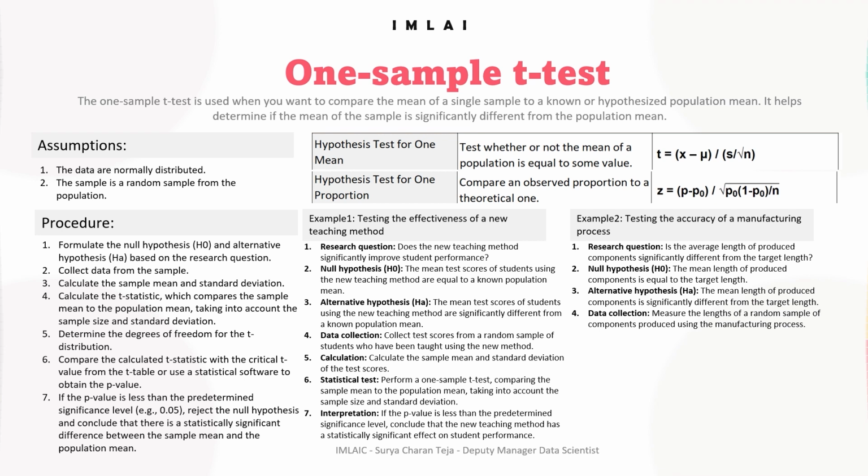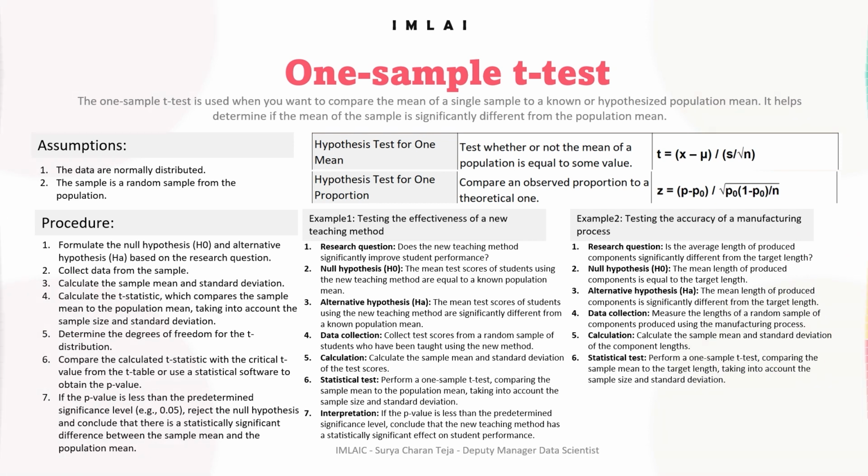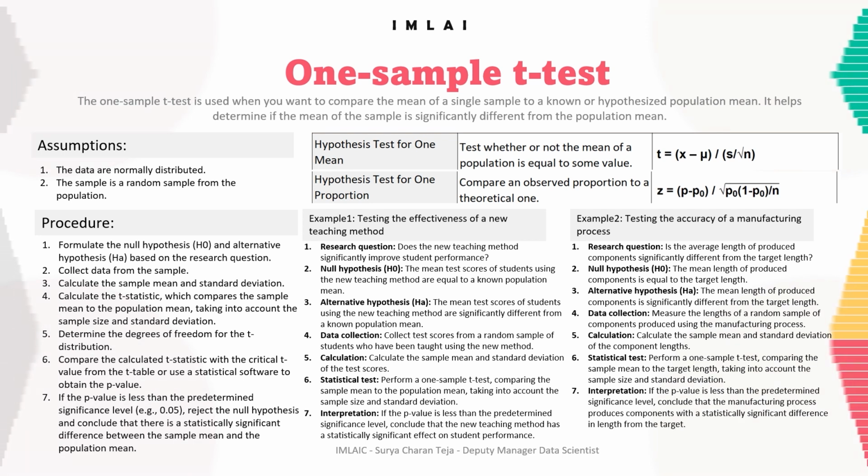For data collection, measure the lengths of a random sample of components produced using the manufacturing process. Then calculate the sample mean and the standard deviation of the component lengths. Perform a one sample t-test comparing the sample mean to the target length, taking into account the sample size and standard deviation. For interpretation, if the p-value is less than the predetermined significance level, conclude that the manufacturing process produces components with a statistically significant difference in length from the target. And this is one sample t-test.